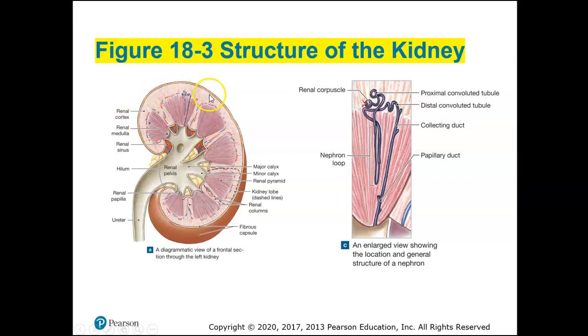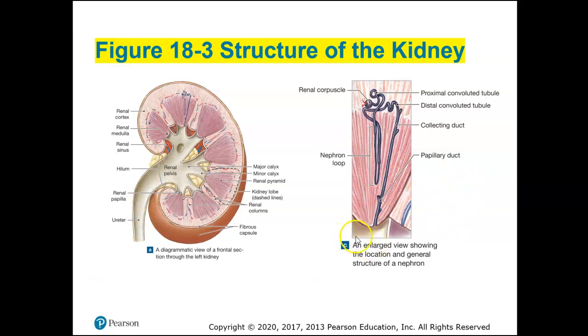So the renal cortex is the outer layer. The renal medulla is the inner layer of the kidney. And then you have the renal sinus, which is this hollowed out layer that also contains the branches that connect to the renal pyramids. The branches that connect directly to the pyramids are called the minor calyces. They empty into the major calyces, which empty into the renal pelvis. And then the renal pelvis empties into the ureter.